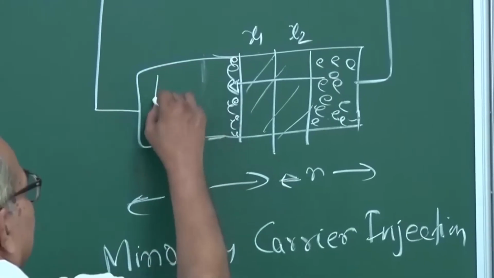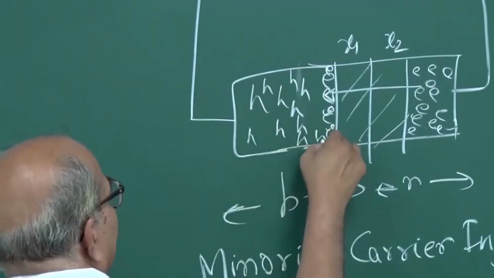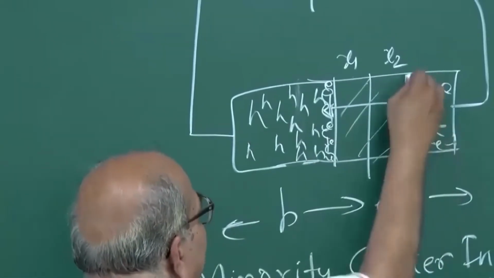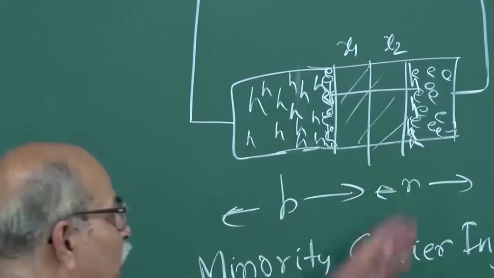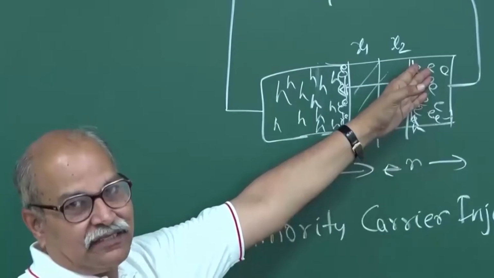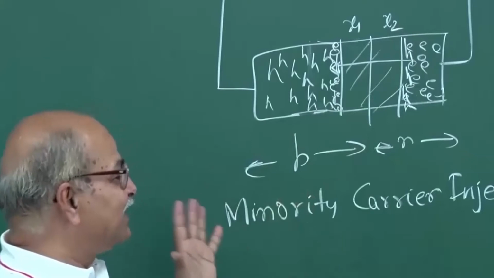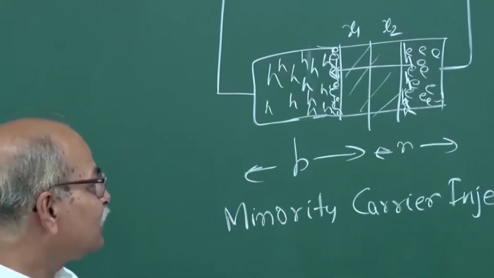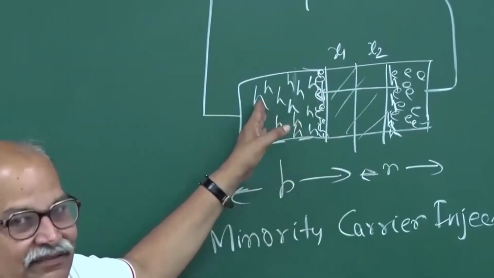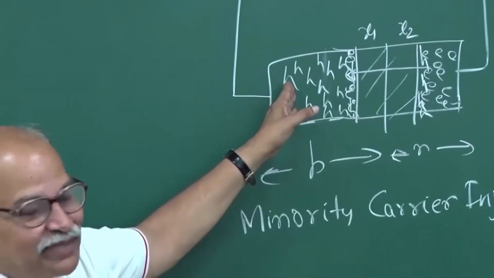And similarly you have a large number of holes here, majority carriers, and because of this lowering of the barrier, these holes diffuse and appear on this side, and on this side they become minority carriers because this is n side, and holes will be labeled as minority carriers. So this is minority carrier injection. And then for these minority carriers you have a concentration gradient. Now I am talking of the mechanism of current once you have a forward bias.